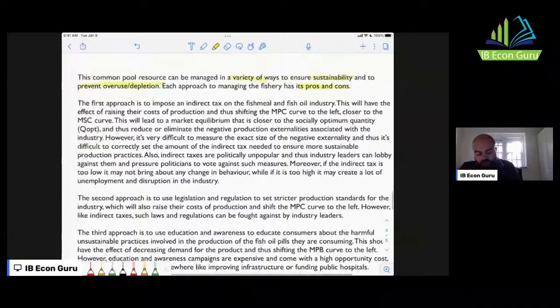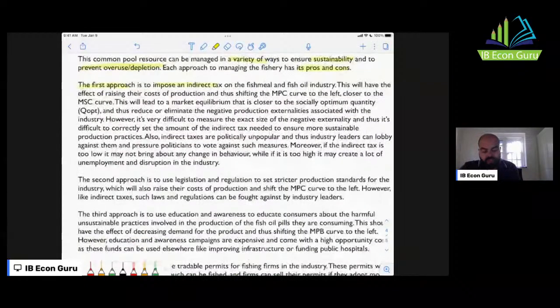The first approach is to impose an indirect tax. This will have the effect of raising costs on the fish meal and fish oil industry. This will have the effect of raising their costs of production and thus shifting the MPC curve to the left, closer to the MSC curve. You'll notice now I'm using the same labels in the diagram, so the examiner can visualize what I'm trying to say. This will lead to a market equilibrium that is closer to the socially optimum quantity, Q opt, and thus reduce or eliminate the negative production externalities associated with the industry.